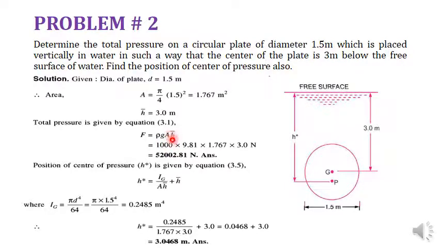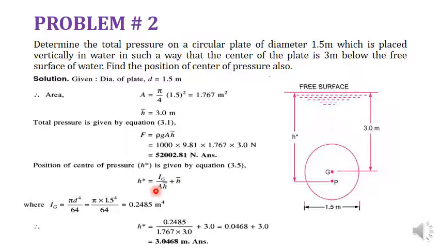You have all the values with you. You can input the water density, g value, A and h bar, and you get your answer in newtons, like 52002.81. What about the position of center of pressure? That can be calculated by the same formula, Ig over A h bar plus h bar.